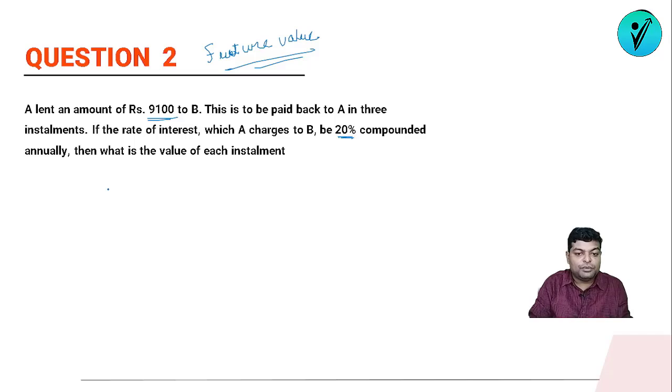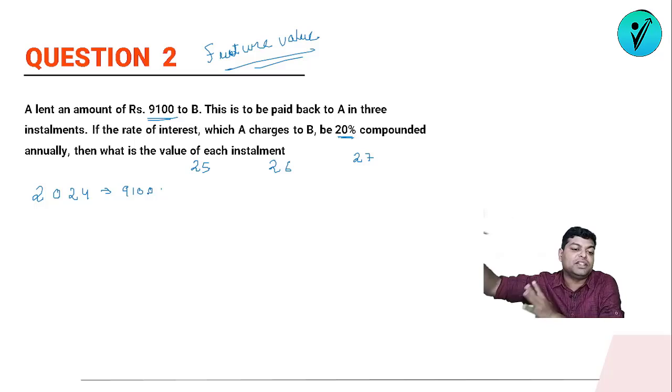So imagine that if we have taken a loan in 2024, in 2024 we took a loan of 9100 rupees. So what will be the value of it at the end of 25, 26 and 27? We have to pay 3 installments, right? So one will be paid in 2025, the second one will be paid in 2026 and the third one will be paid in 2027. So what will be the value of 9100 at the end of the third year?